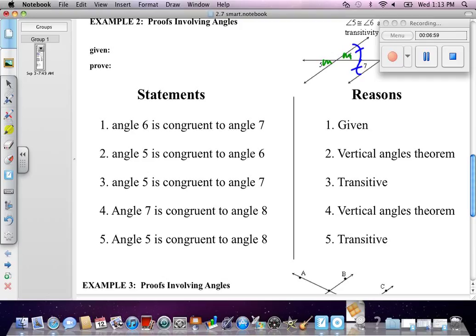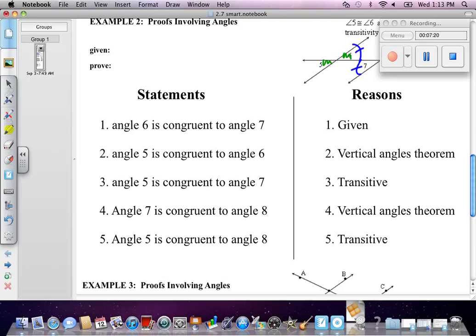Wait, so can you repeat all those? We're given that 6 is congruent to 7. Given. 5 is congruent to 6 by vertical angles. Miss Murphy, I have a question. If they give that to us, why do we prove it? They give you 6 is congruent to 7, you have to prove that 5 is congruent to 8. Oh, okay. I see.